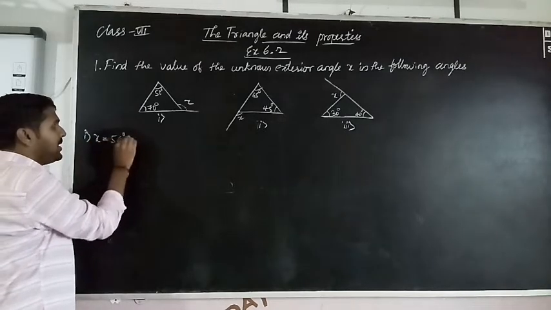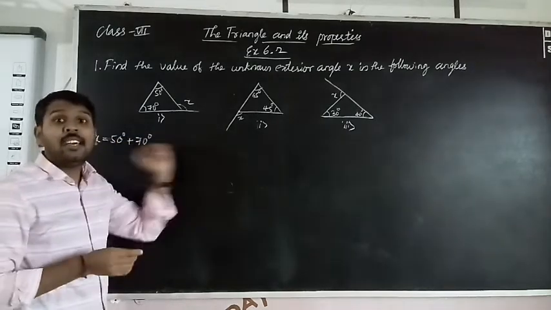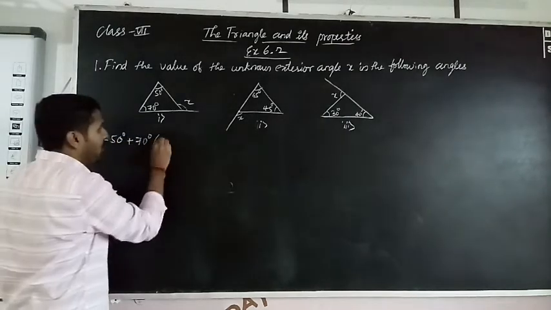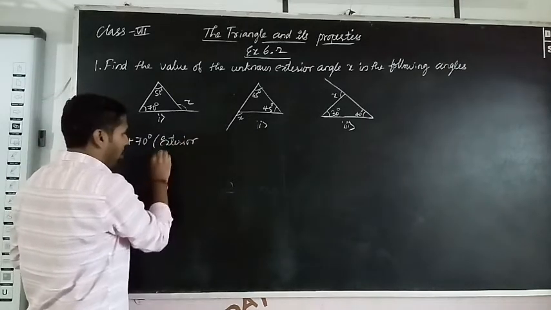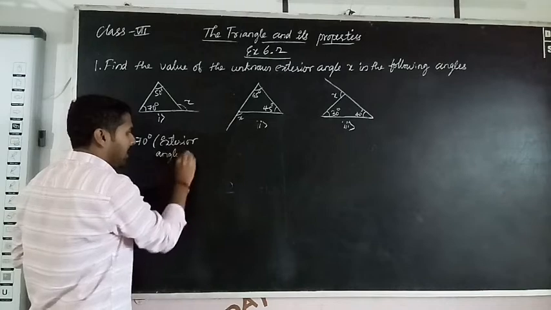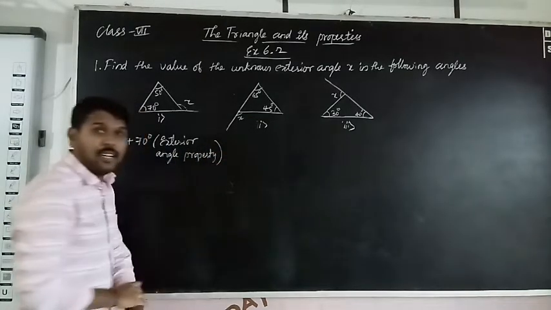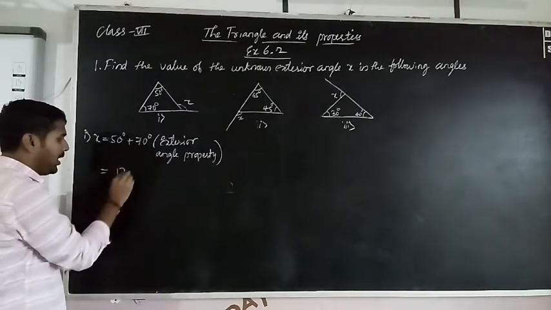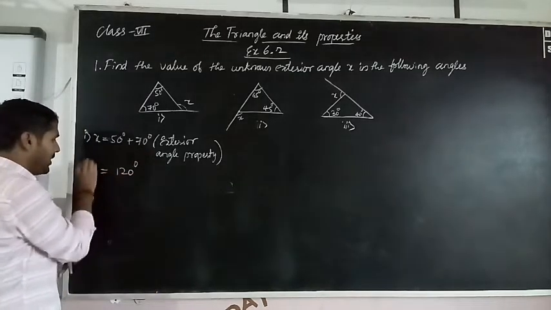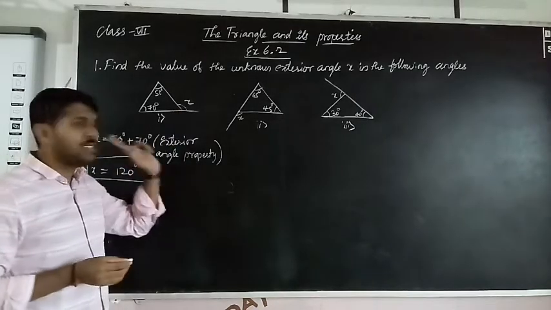50 degrees plus 70 degrees. You should write the reason every time. Why? Because of the exterior angle property. So the x value is 50 plus 70, 120. So the exterior angle value is 120.